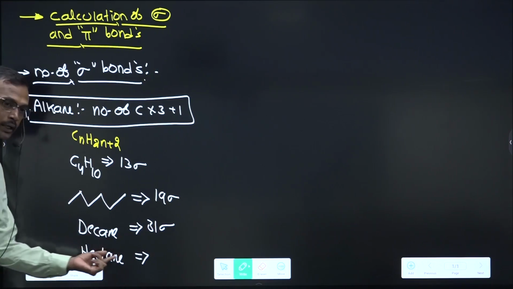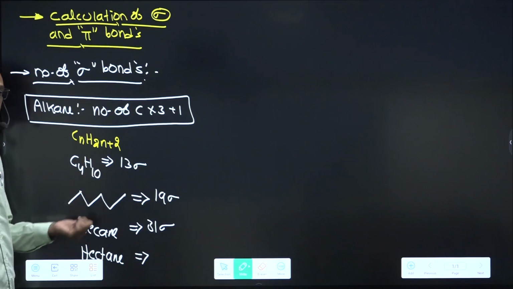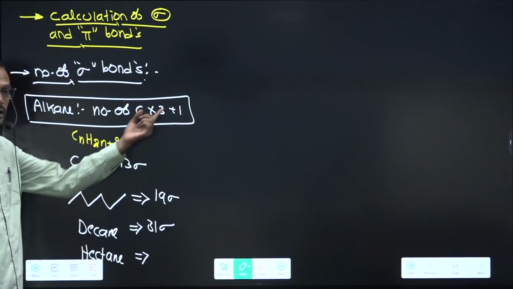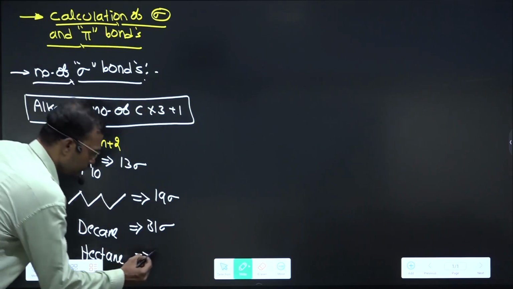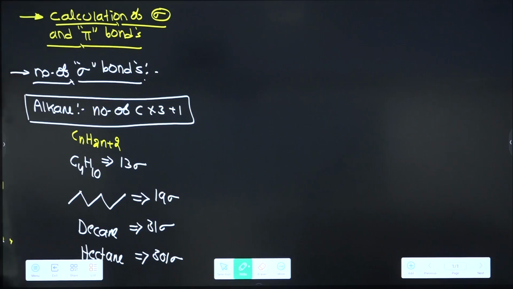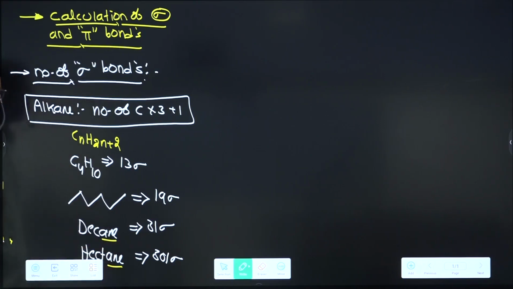So this is hectane. Hectane means 100 carbons. For an alkane consisting of 100 carbons, how many sigma bonds are present? 100 into 3 is 300, plus 1, 301 sigma bonds. Clear? So if it is an alkane, the name ends with ane. Clear?